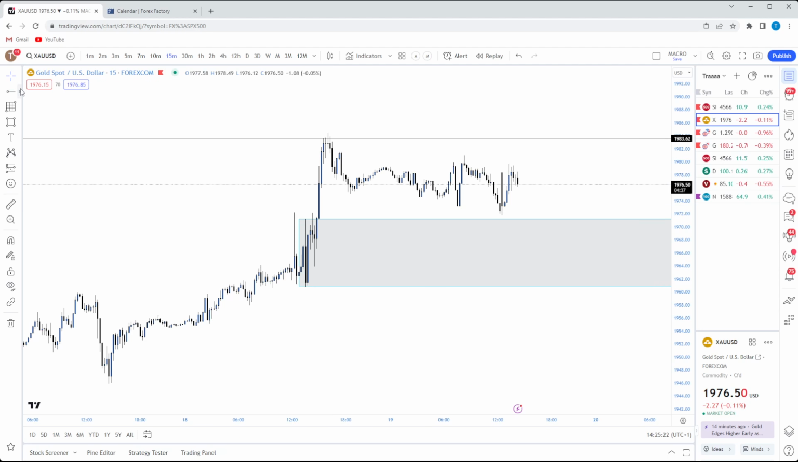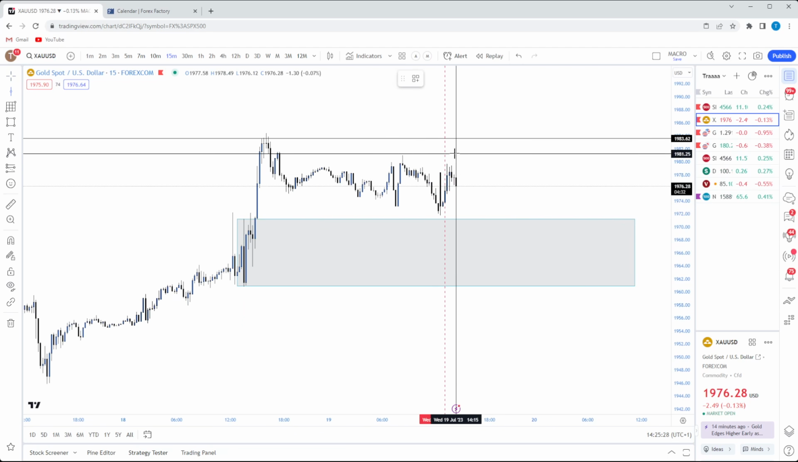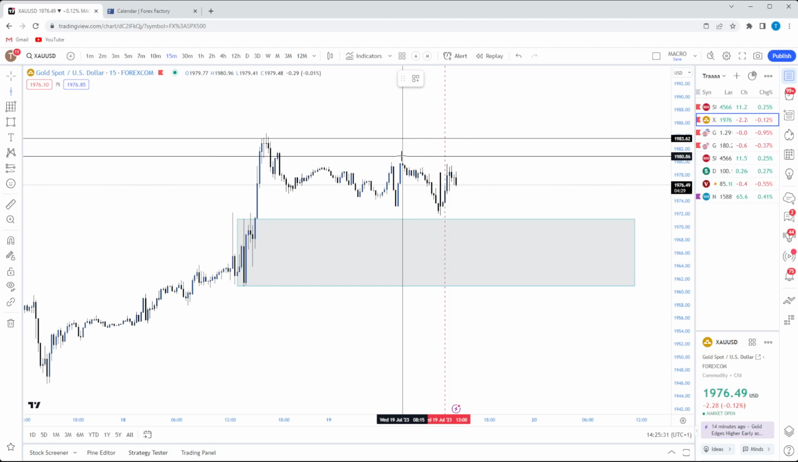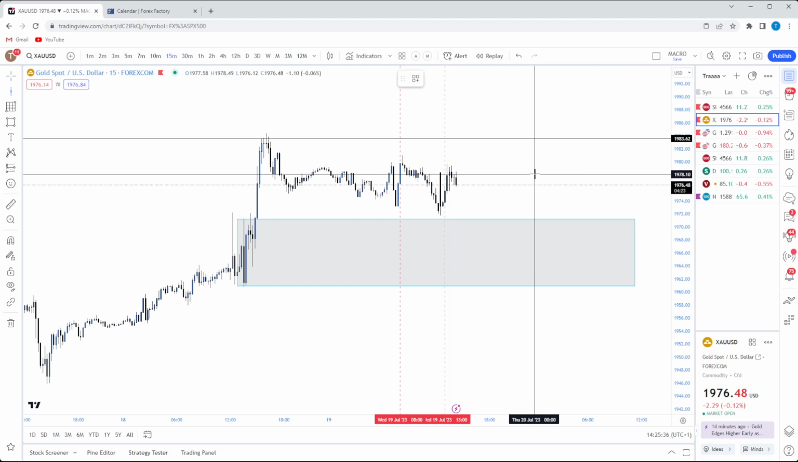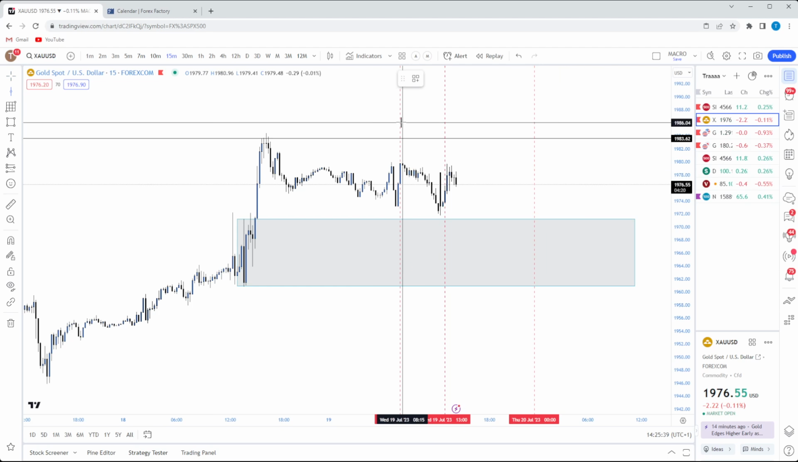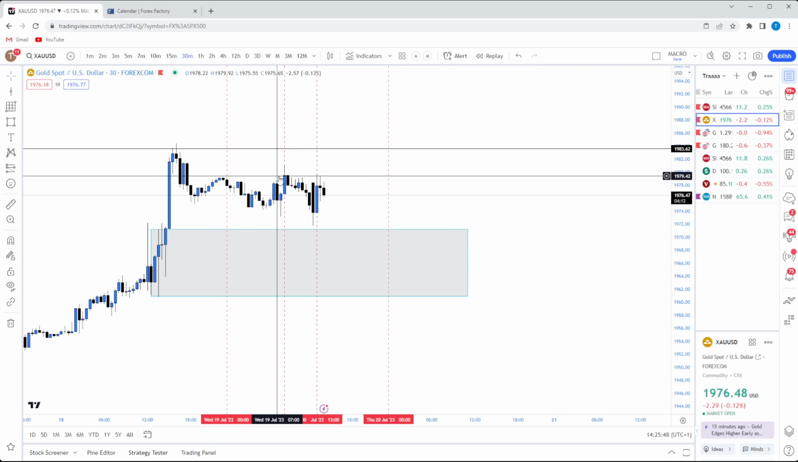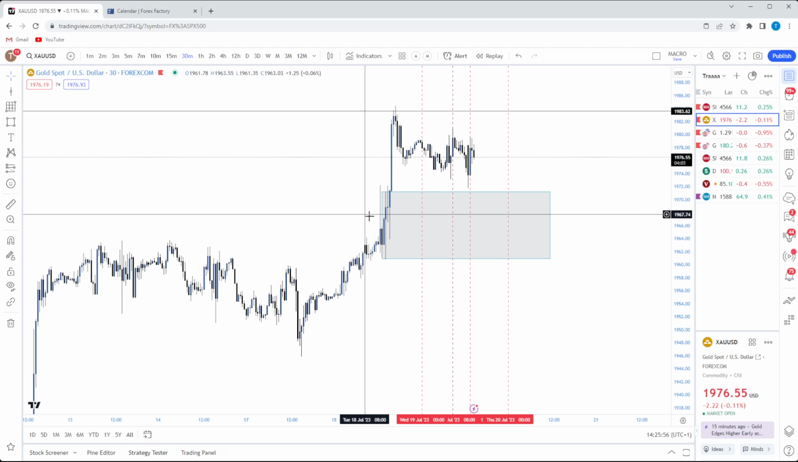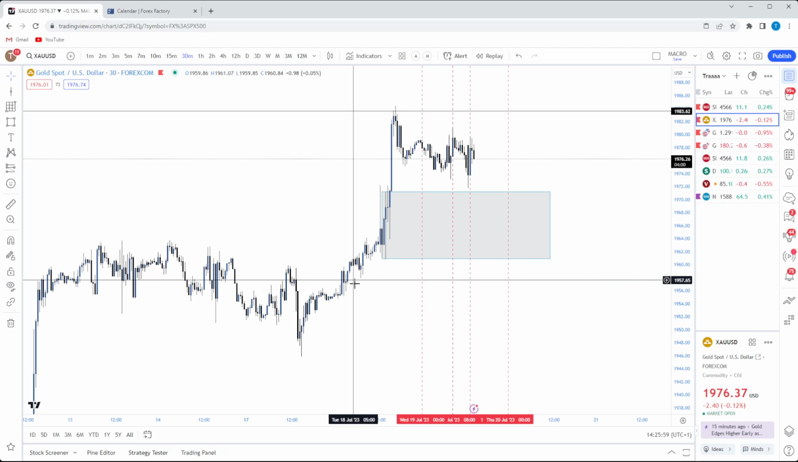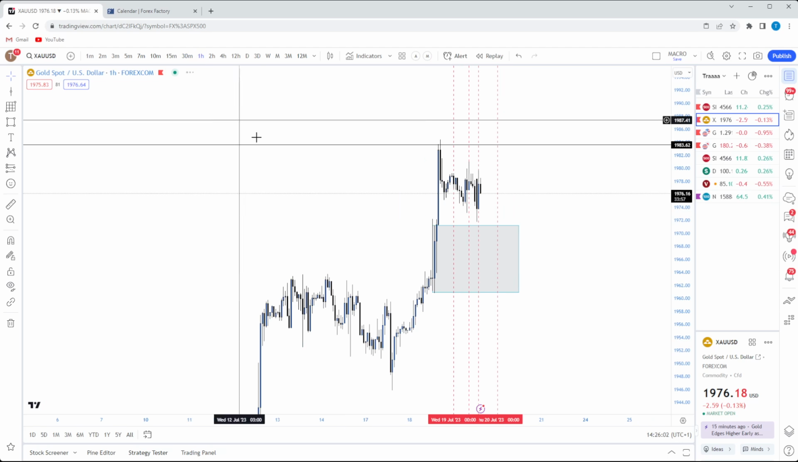And here, if we mark out all this stuff, okay, it looks like gold tapped into these London session highs. And that's not necessarily a trade that we want to take to the downside. We're trying to get some longs off of this to push it higher because our bias is bullish on this.